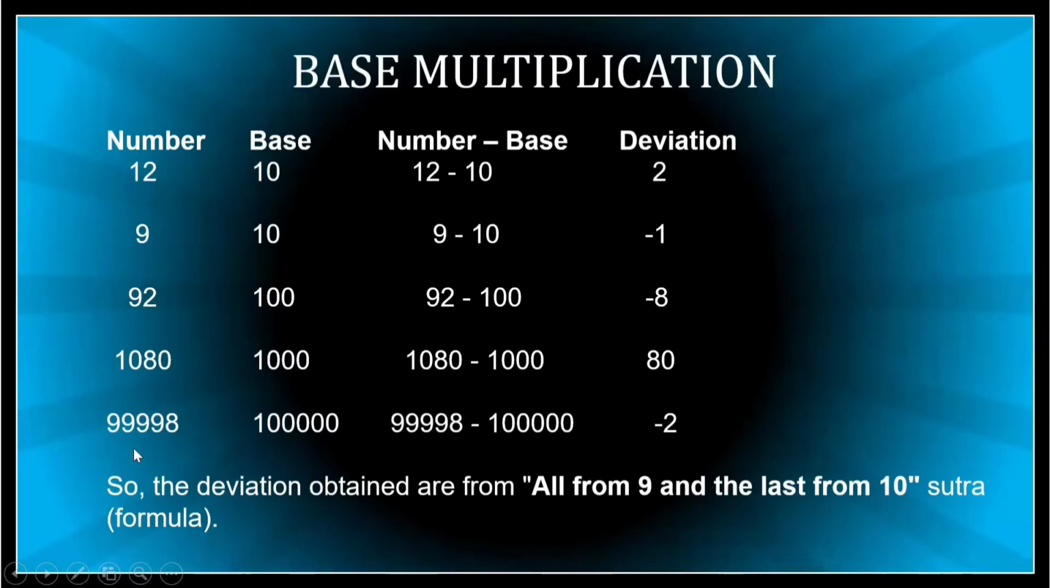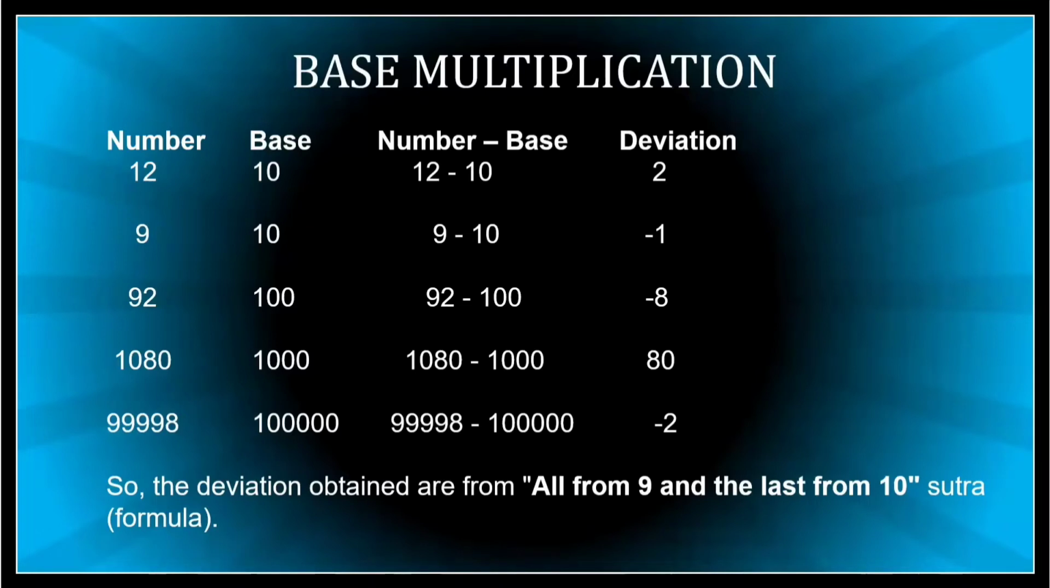99,998, what is it close to? It is close to 1 lakh. So 1 lakh, deviation comes out to be what? 99,998 minus 1 lakh, which is equal to minus 2. So I'll be using this deviation for the calculations. I'll be telling you how we do that. So let us go quickly to the method.